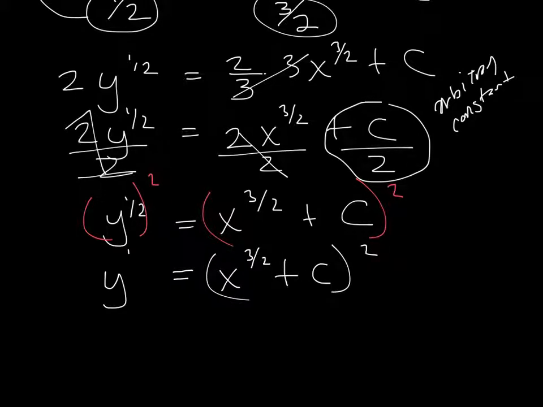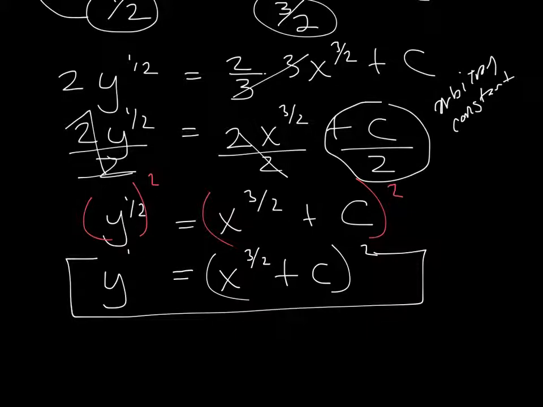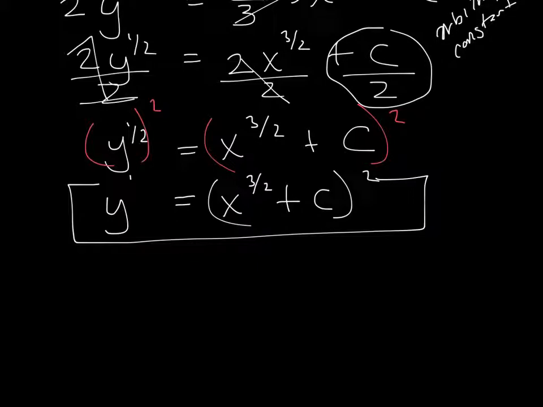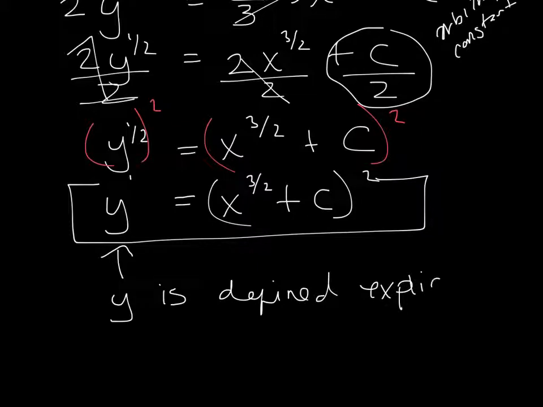We solved for y. I didn't take the square root of both sides, so there's no plus or minus. I squared both sides. So here y is defined explicitly. And that's it for number 6.